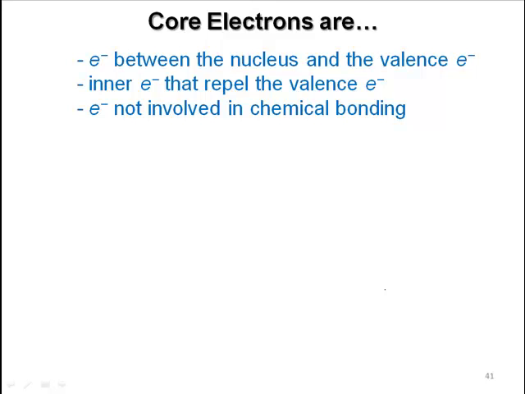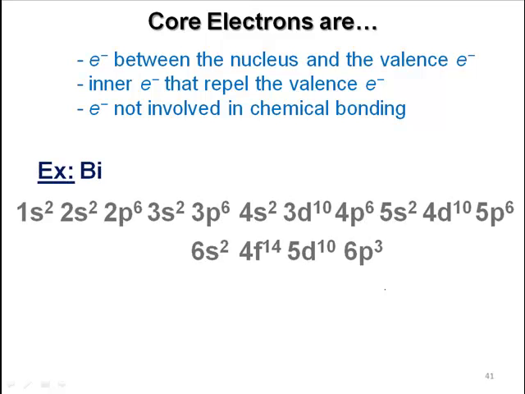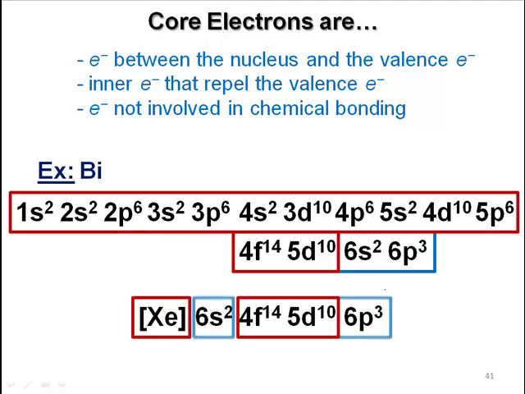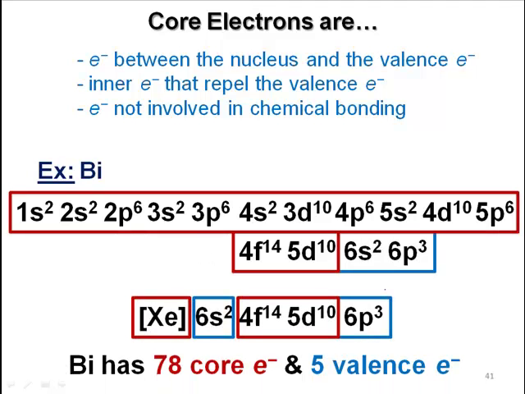Okay? They are also the inner electrons that repel the valence electrons, and they are not involved in chemical bonding. So for bismuth, we got the answer already. We already did our math: 78. That's it. Very easy to calculate. You do have to remember that they do repel the valence electrons, because they're negatively charged, the valence electrons are negatively charged, they repel one another.